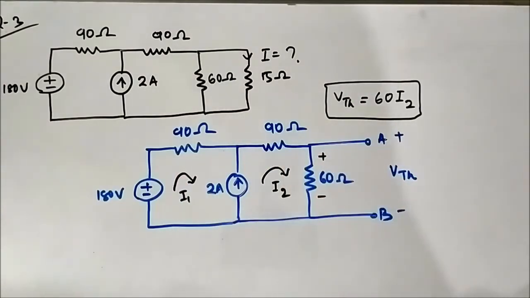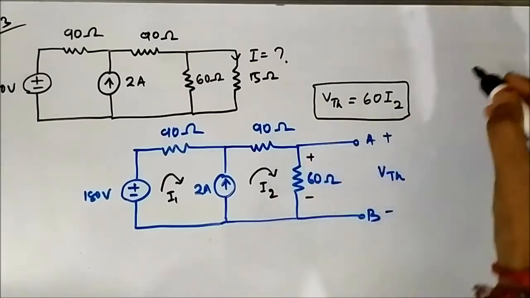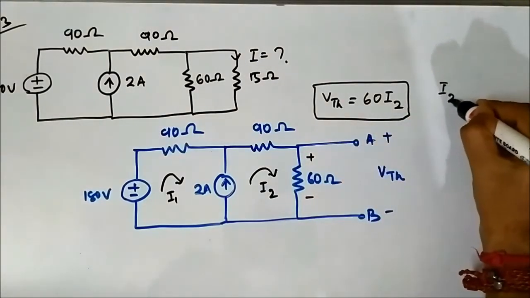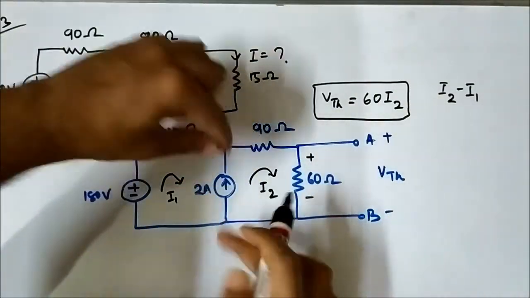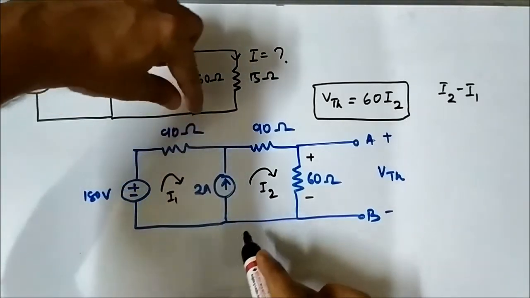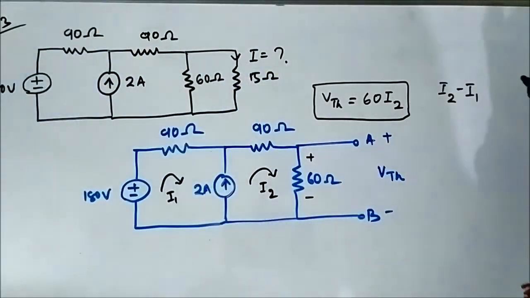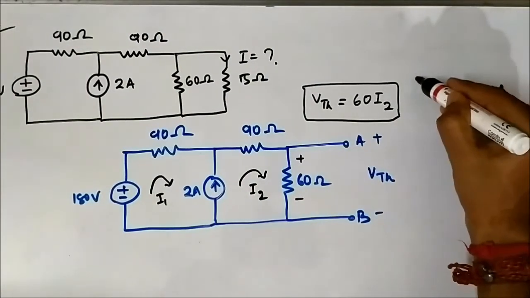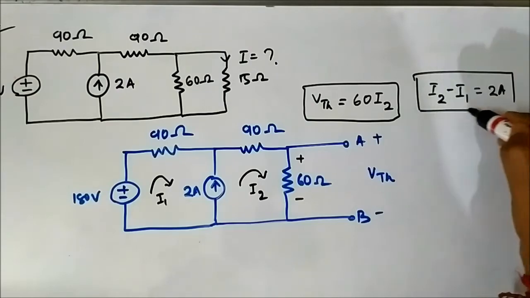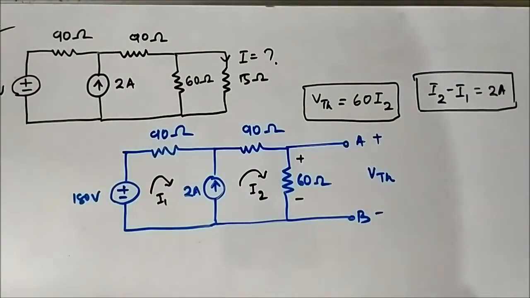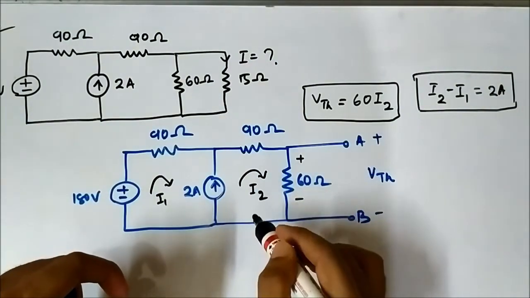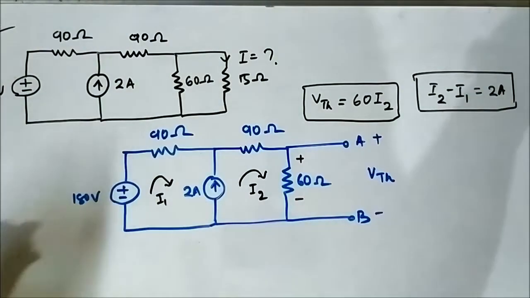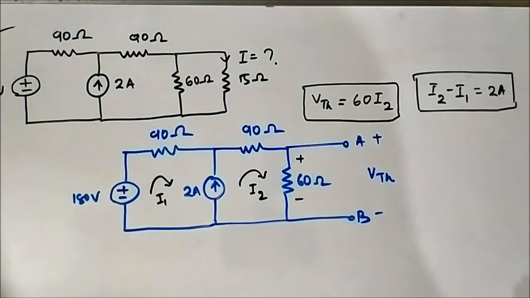An important auxiliary equation here is I2 minus I1. Here I2 is going upwards, I1 is going downwards through this current source. So I2 minus I1 is equal to 2 ampere. This is another important equation that will come into play. Because the 2 ampere is upwards, we take I2 as the reference: I2 minus I1 is equal to 2 ampere.